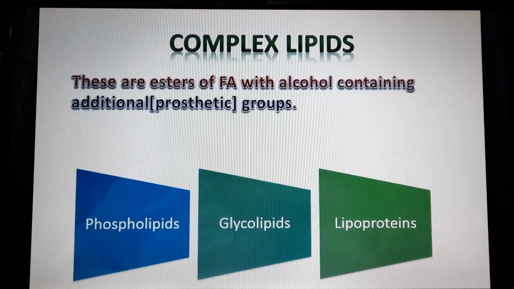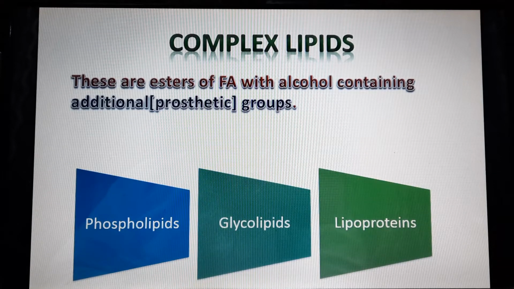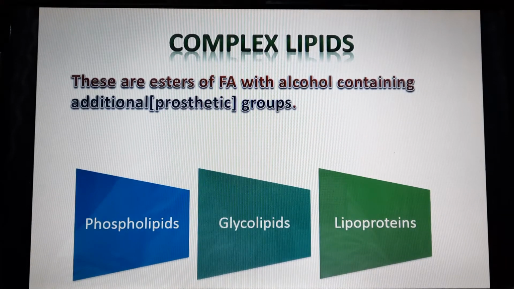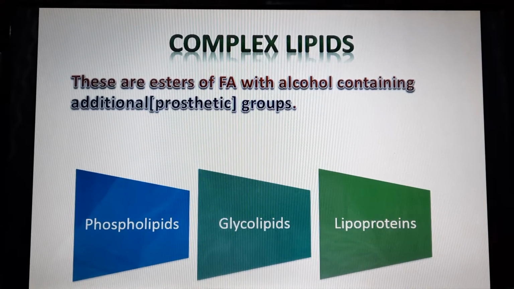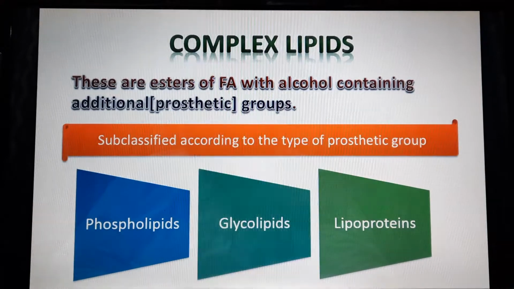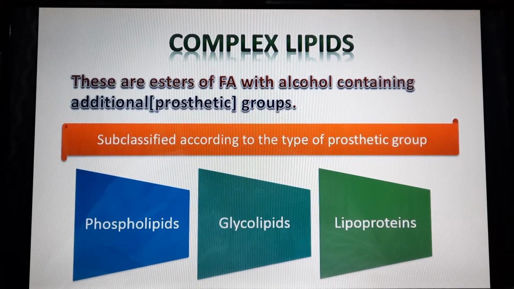Complex lipids are esters of fatty acids with alcohol, but in addition, another group is present, which is usually called a prosthetic group. If the prosthetic group is phosphate, the complex lipid is called a phospholipid. If it is carbohydrate, then it is called a glycolipid. If it is protein, then it is called a lipoprotein. So complex lipids are further classified on the basis of the prosthetic group.